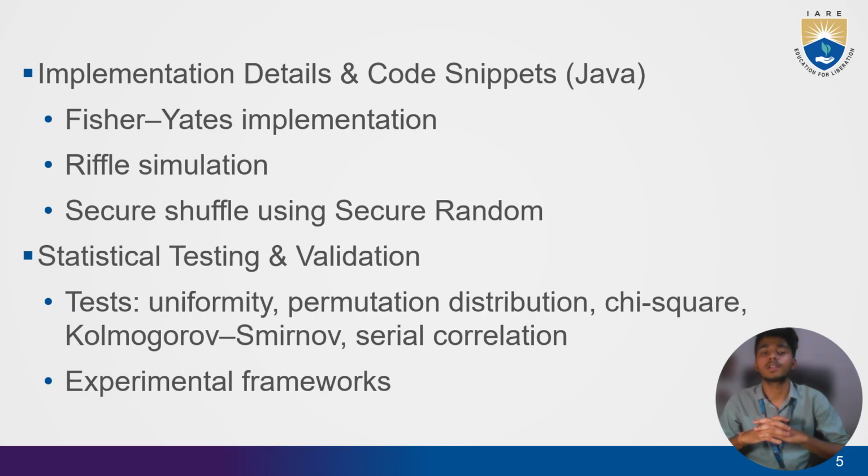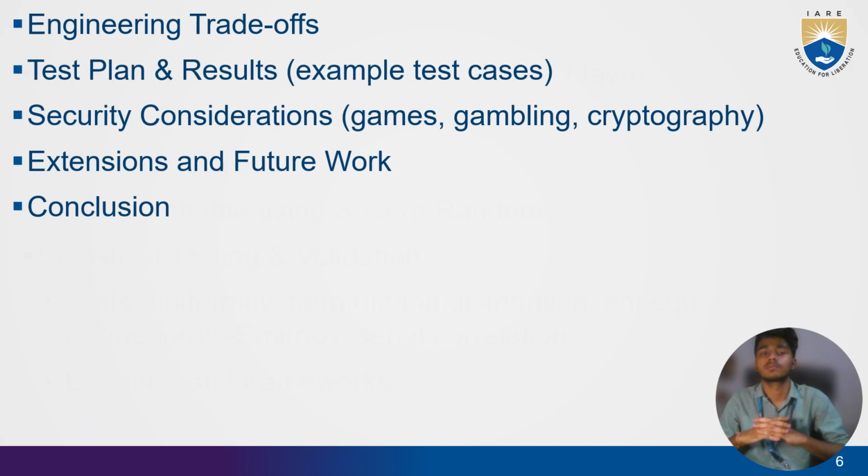As we move further down the table, implementation details and code are one of the important parts of this CEP: Fisher-Yates implementation, riffle simulation, secure shuffle using SecureRandom, statistical testing and validation, test uniformity, permutation distribution, chi-square and serial correlation, experimental frameworks. Engineering trade-offs, test plan and results, example test cases, security considerations, games, gambling, cryptography, extension and future work. Conclusion.